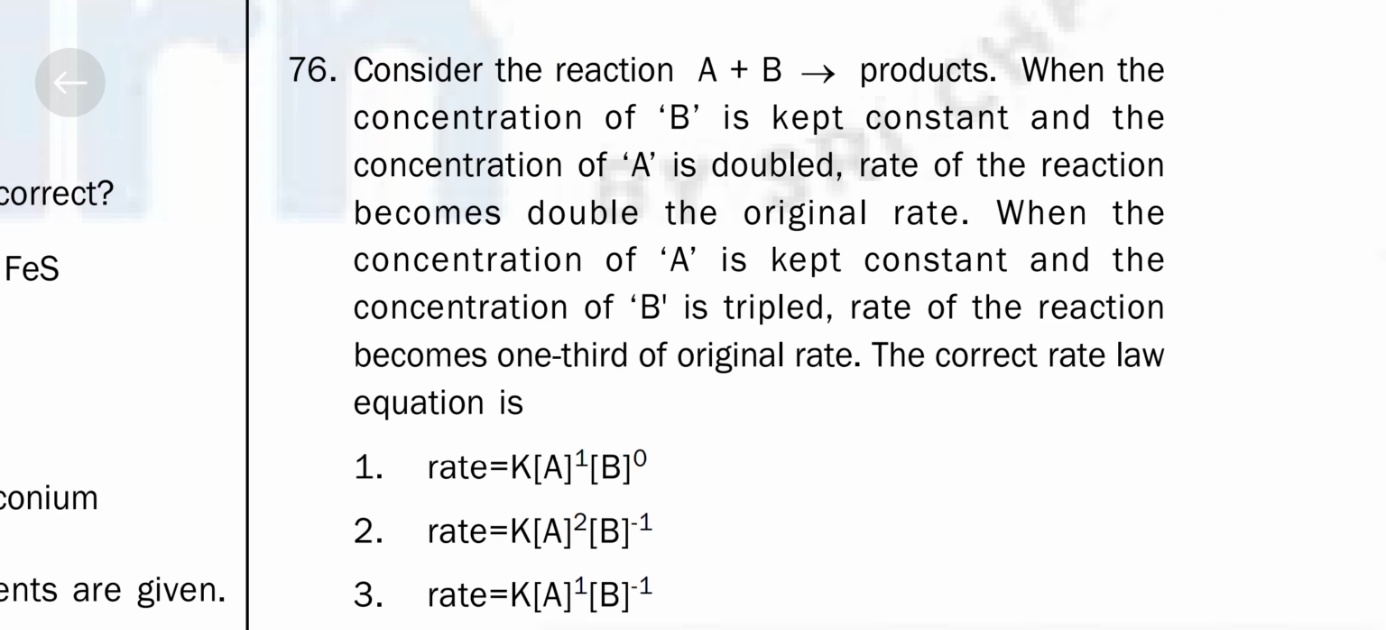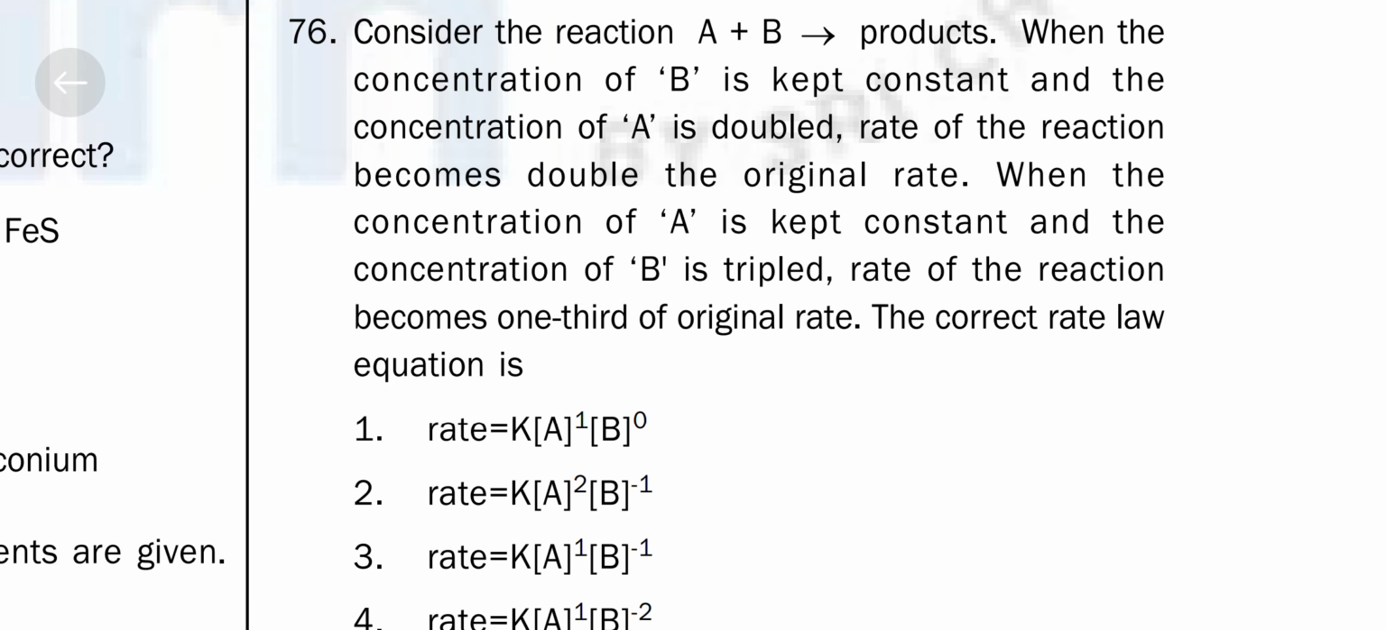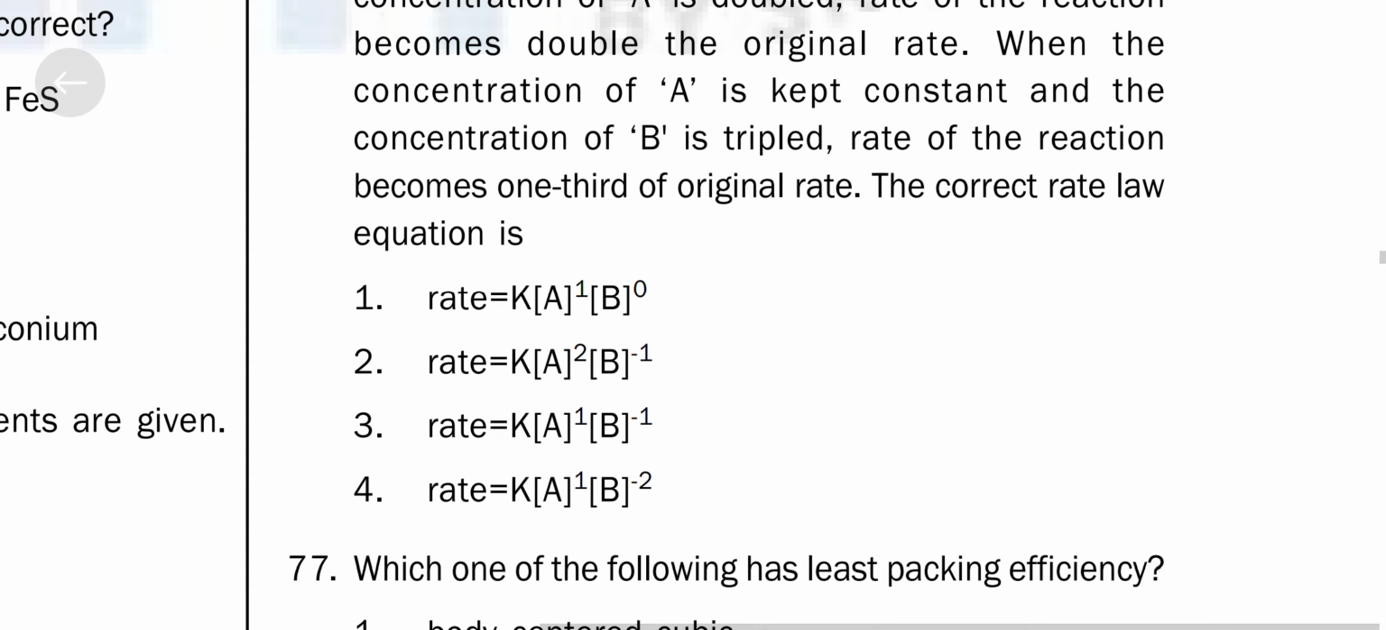Consider the reaction A plus B gives products. When the concentration of B is kept constant and the concentration of A is doubled, the rate is doubled. So the order with respect to A is 1. When the concentration of A is kept constant and the concentration of B is tripled, the rate of reaction became 1/3. So the order with respect to B is minus 1. With respect to A, 1; with respect to B, minus 1.